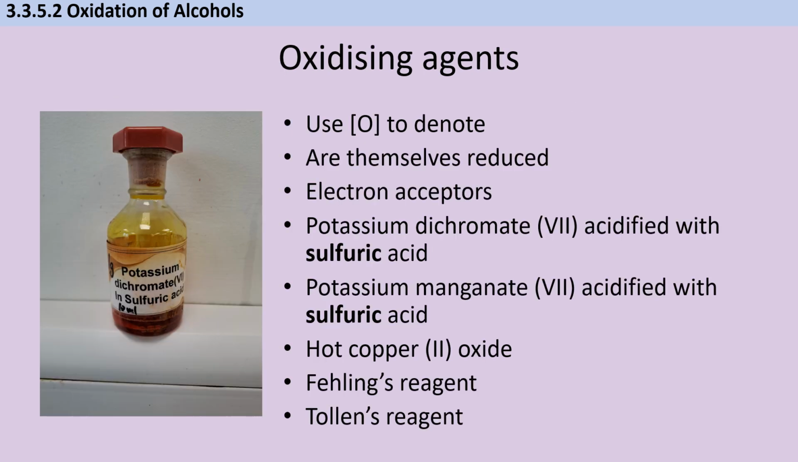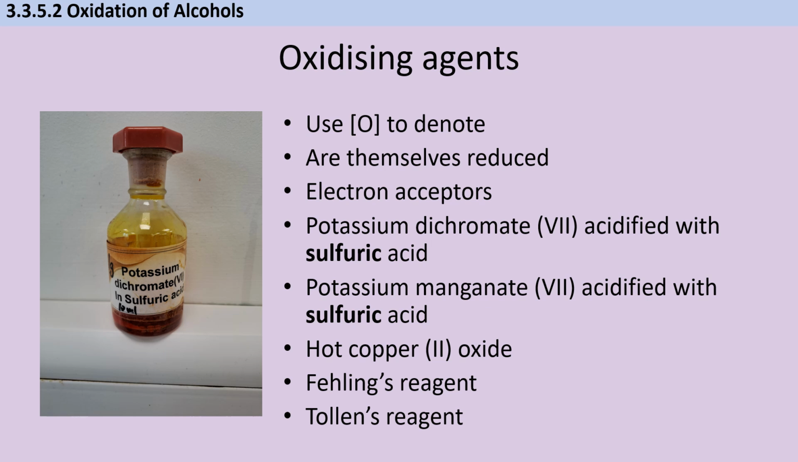Chemical oxidation is brought about by using an oxidizing agent. This is shown in a chemical equation by an O in square brackets. So it isn't an oxygen atom, it's something that is itself reduced and is acting as an electron acceptor. Really common examples include acidified potassium dichromate and acidified potassium permanganate, officially called potassium manganate(VII).